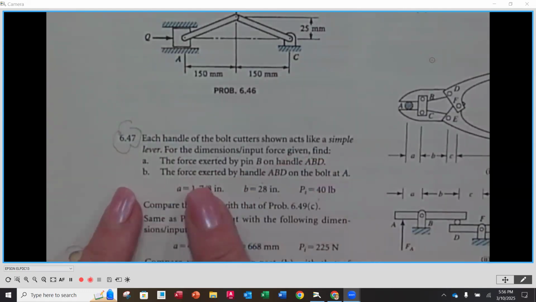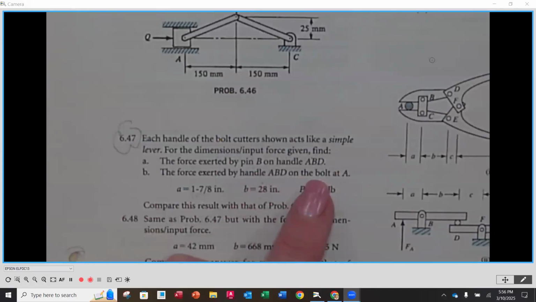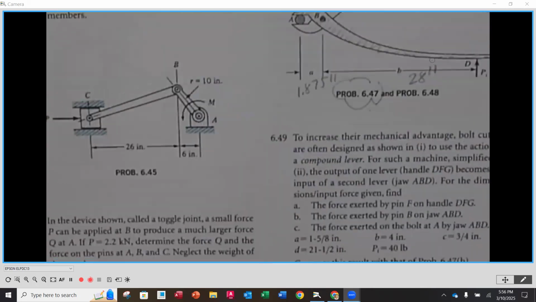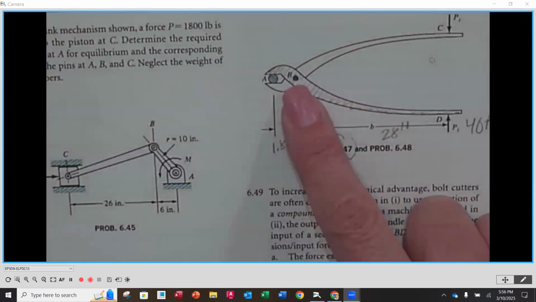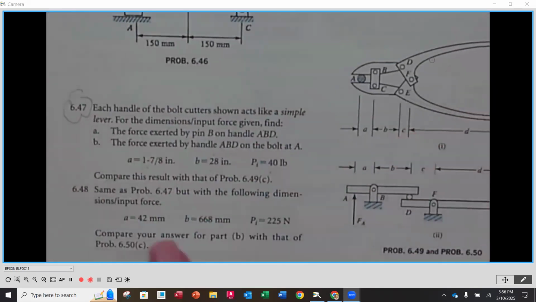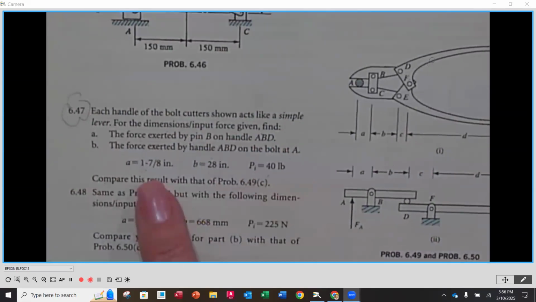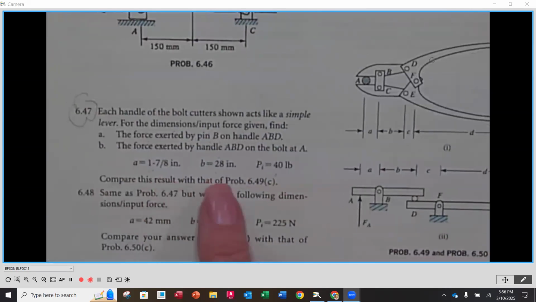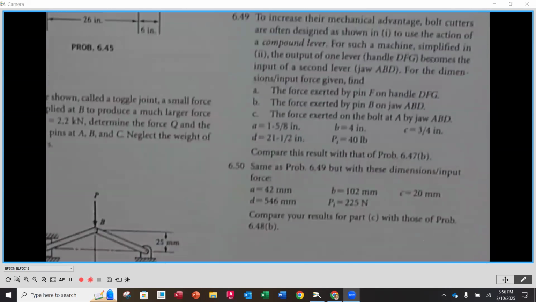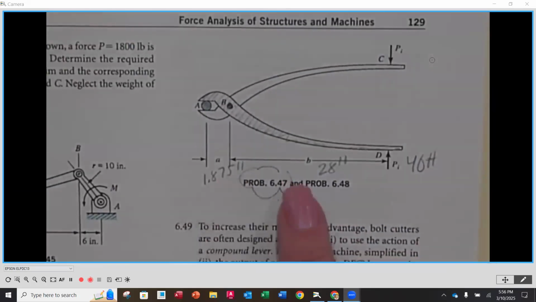Find the force exerted by pin B on handle ABD. So it's going to be, if we look up here, what are the reactions at that pin support? It's considered a support in this application. And then what is the force exerted by the handle on bolt A? Okay, on bolt A. Now they're giving us the dimensions here, A, B, and D, and those are going to translate up here to the dimensions that we see.